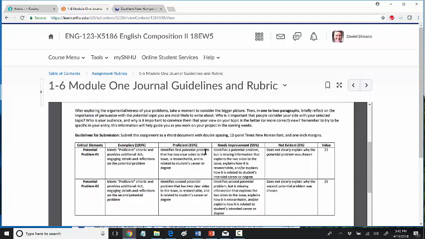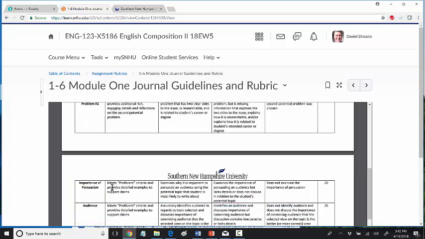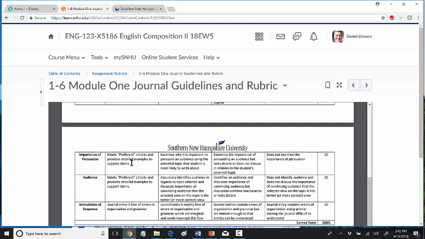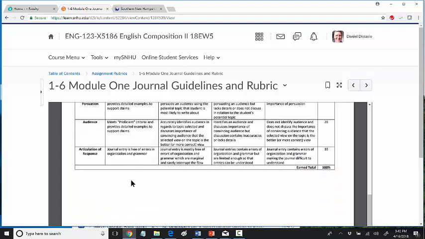And as you can see, it asks about problem 1 from the journal. Problem 2, was it completely described? Did you talk about the importance of the topic, who your audience would be, and are there any mistakes?